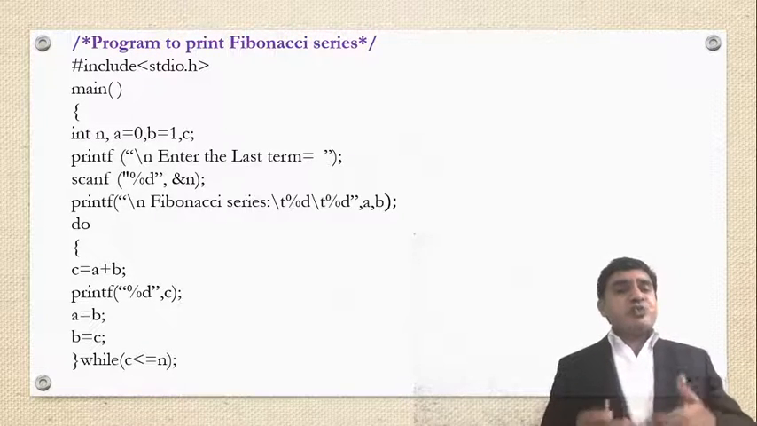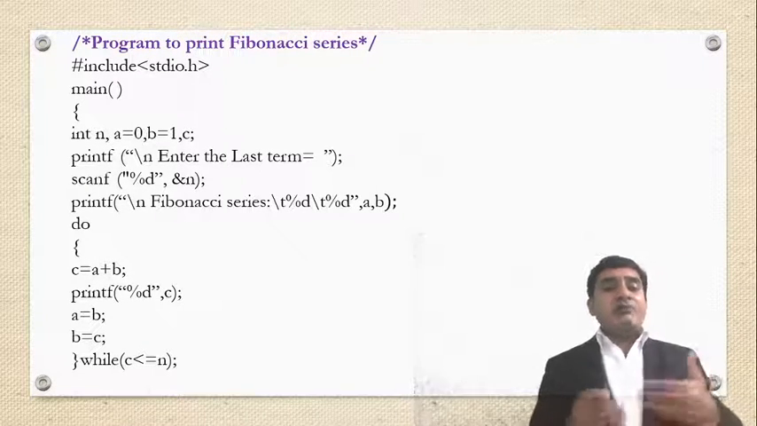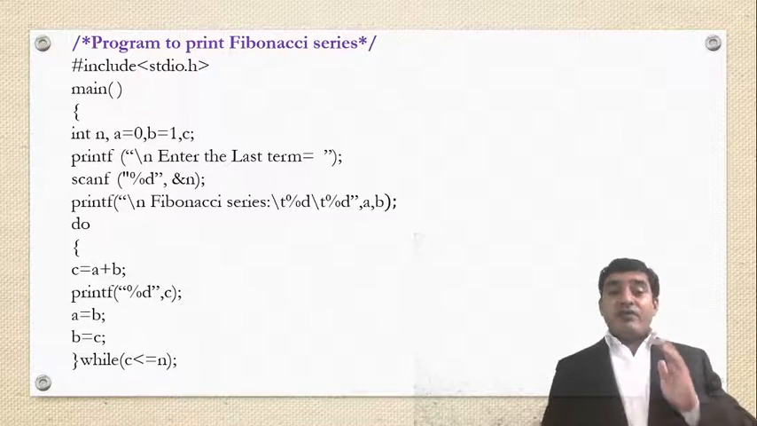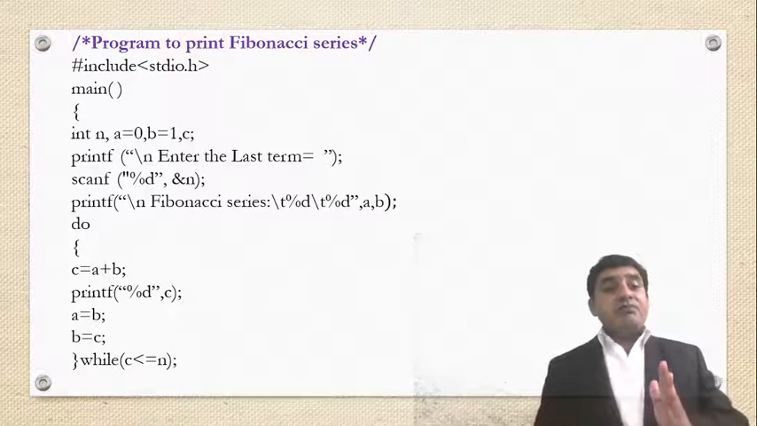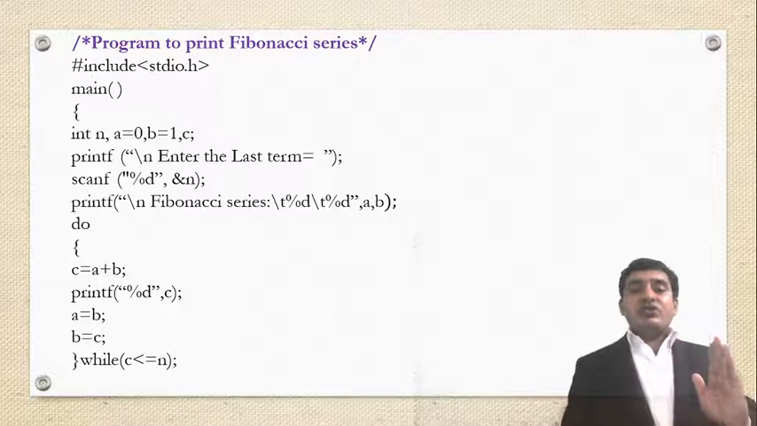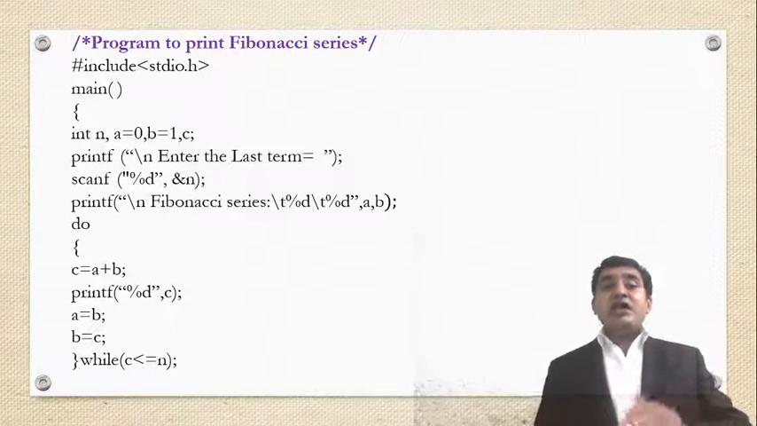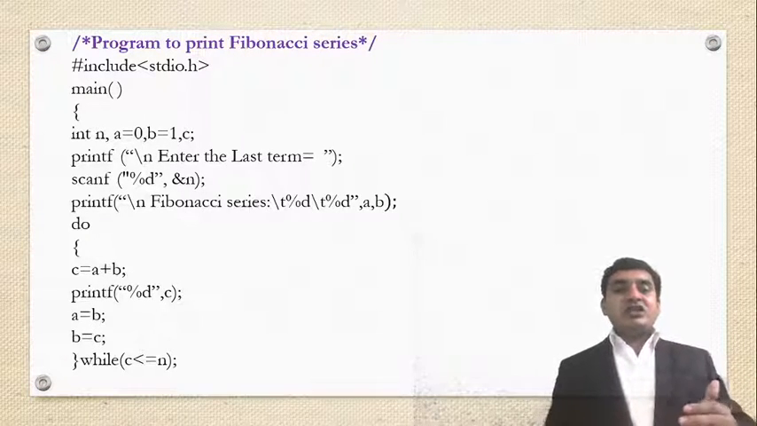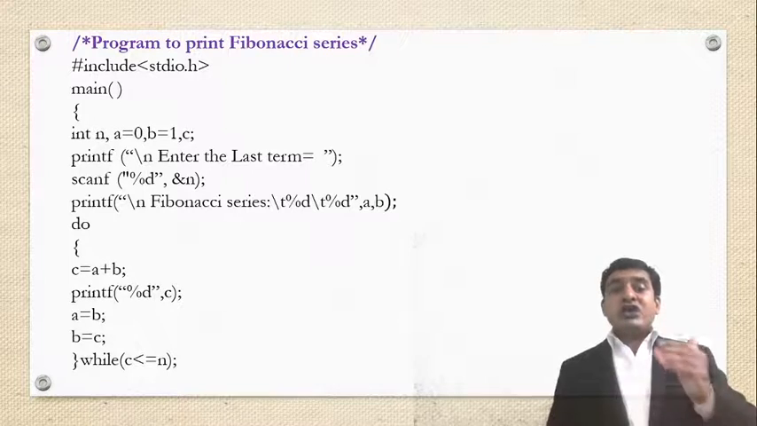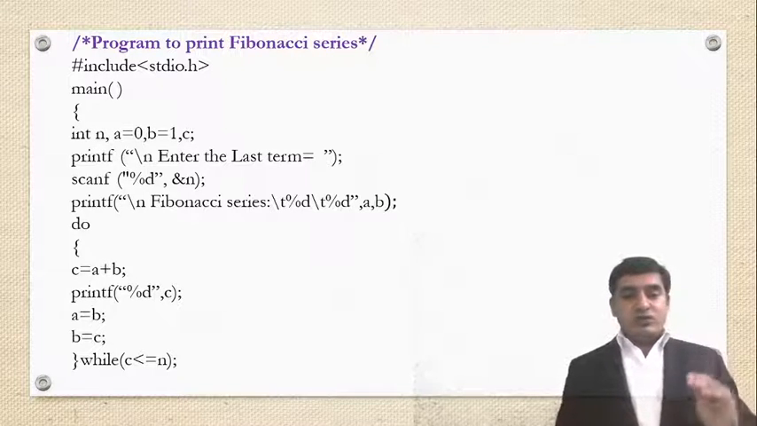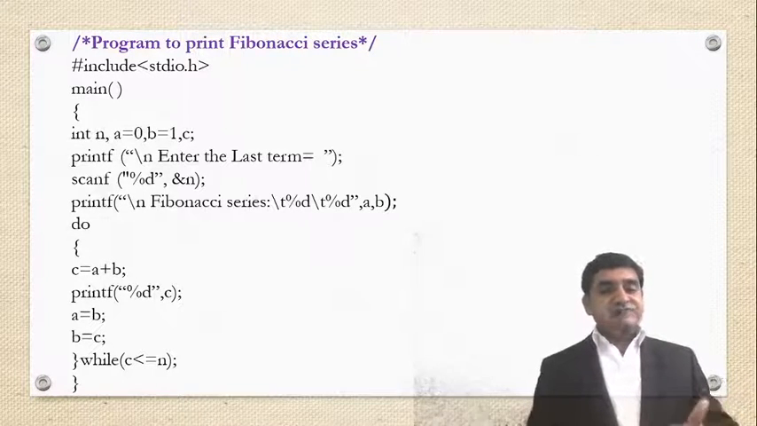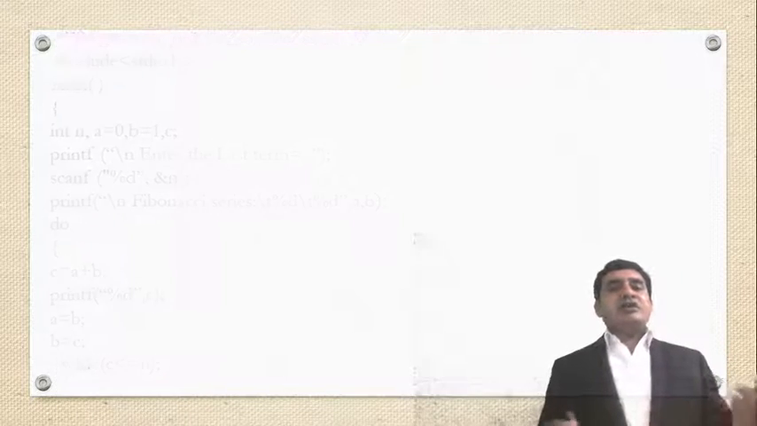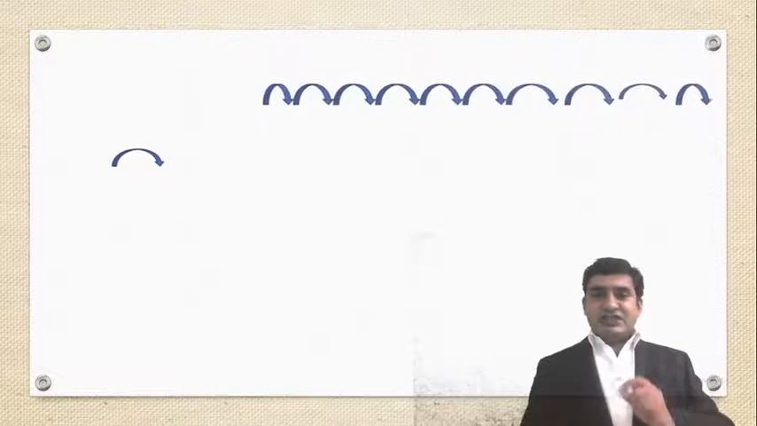This process is carried out as long as c is less than or equal to n, and when c becomes greater than n, that is past the last term of the Fibonacci series, the execution of the program goes out of the loop. This is the closing curly bracket. So this is a very simple program, the Fibonacci series.